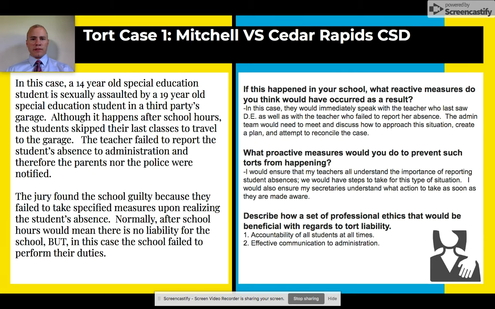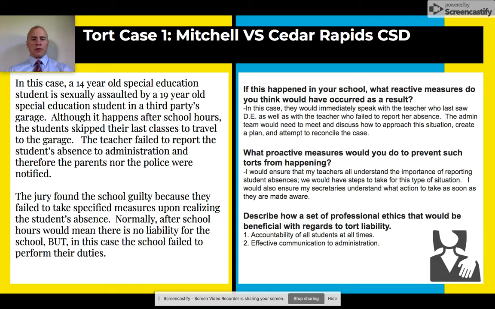Case number one, Mitchell versus Cedar Rapids. In this case, a 14-year-old special education student is sexually assaulted by a senior 19-year-old special education student in a third party's garage. So they skipped the last class to travel to this garage, and the teacher failed to report that they were missing. They wrote it down in their own accountability book, but did not report it to other school staff.